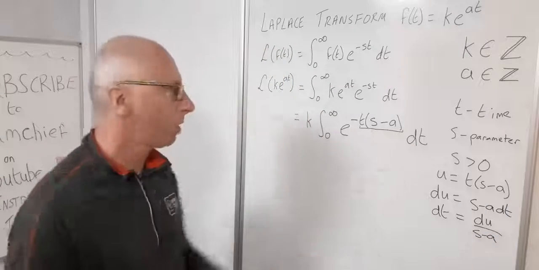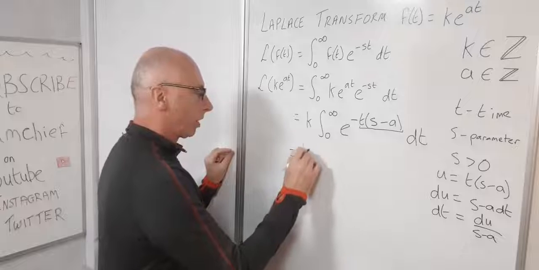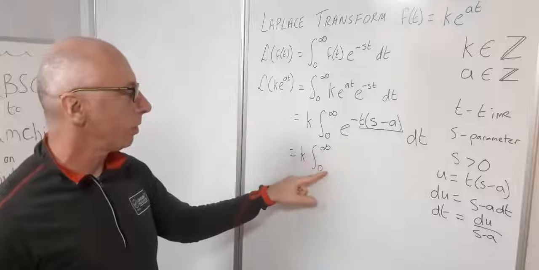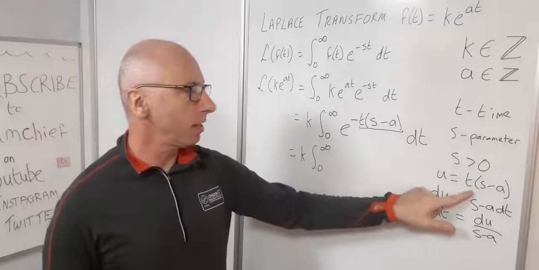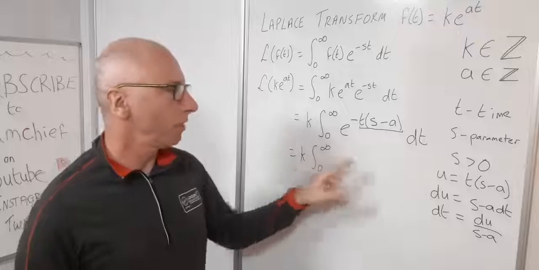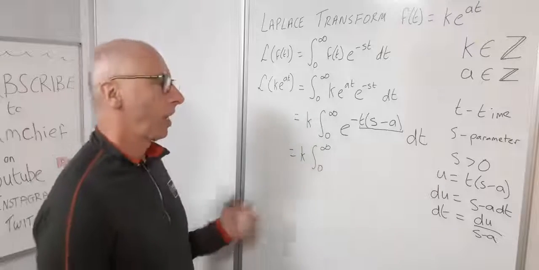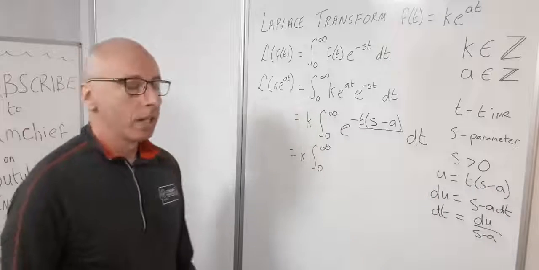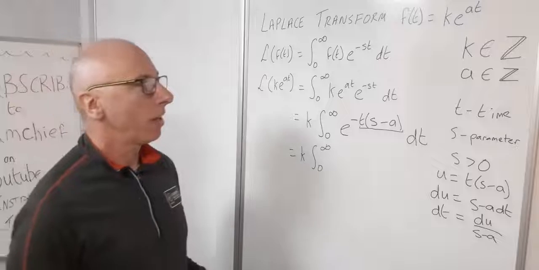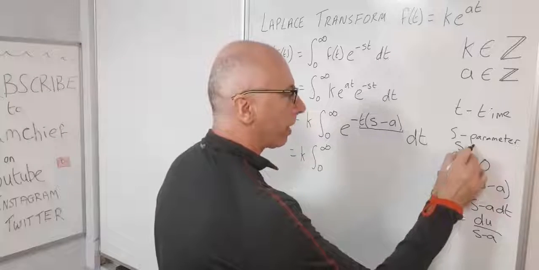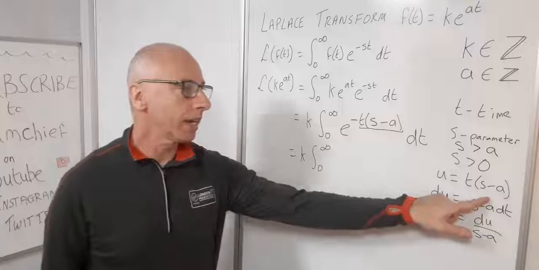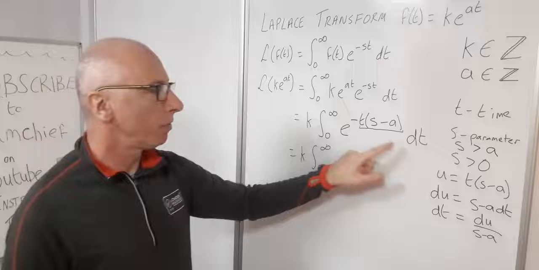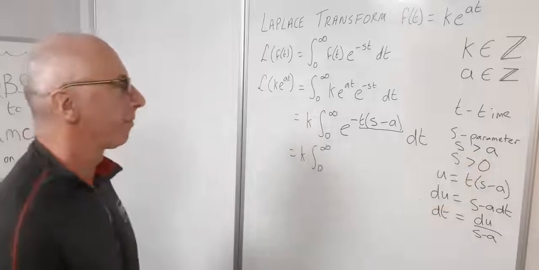So let's set this up in our u variable. So k, 0 to infinity. Our limits are going to stay the same, because if t is 0, our u is 0. If t is infinity, our u will also be infinity. One other rule we need to be careful of here is s minus a. Our s must be greater than our a. So I'm going to write that here, s must be greater than a. Otherwise we'll have a negative term here, and then this integral will diverge. So we want this to converge with s greater than a.